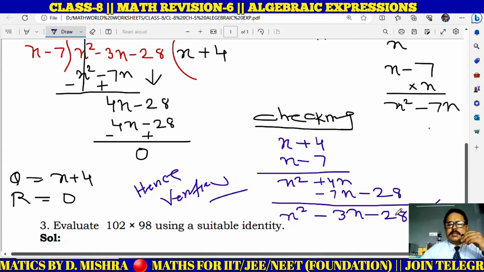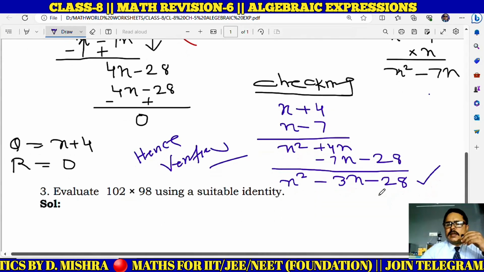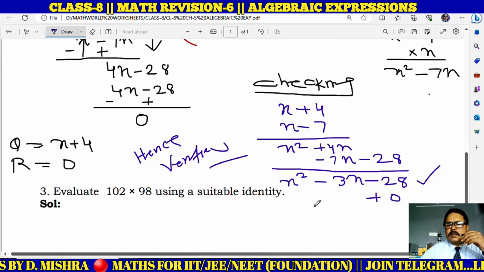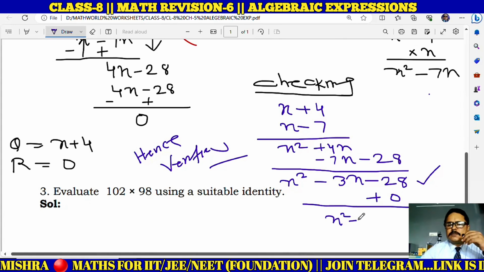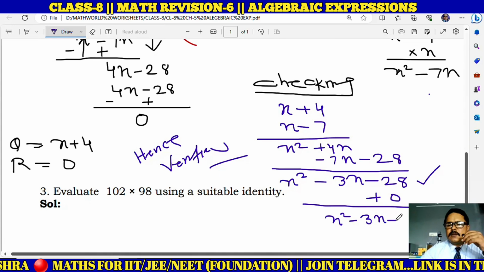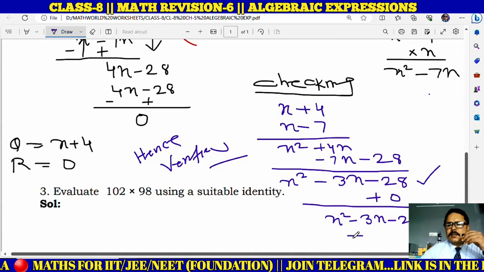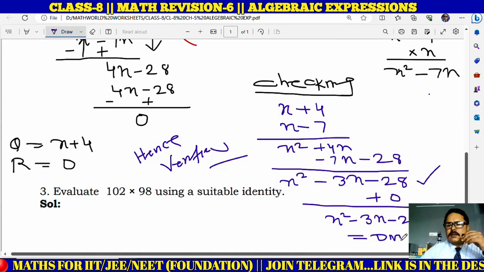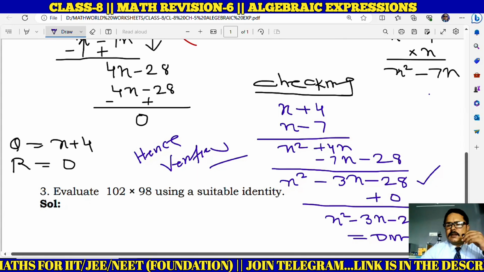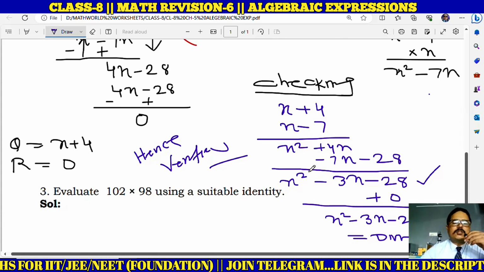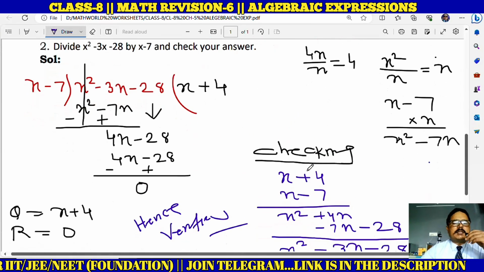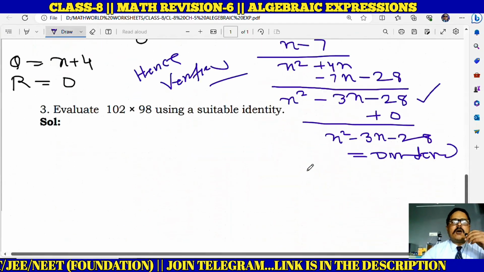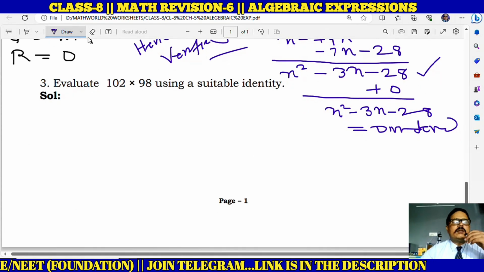You can write here hence verified, no problem. But if you want to do a few more steps, that is also possible. Here you add 0, because in division algorithm remainder is also there, so plus 0, so it will remain same, and this is equal to the dividend, and then you can write hence verified. So this is up to you, whatever you like you can do. So this is also done, and I hope that this answer is also clear. If you still have any confusion, you can write to me in the comment box.